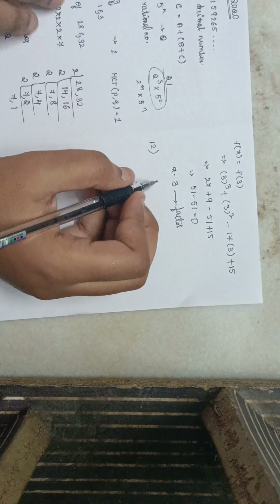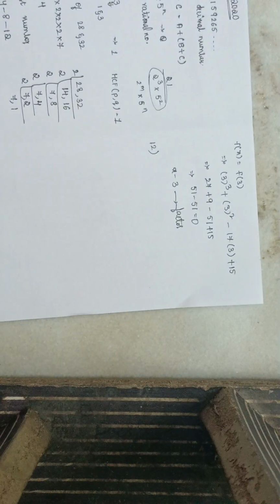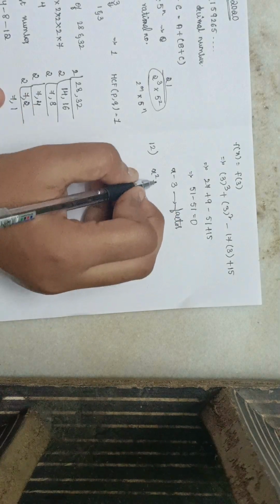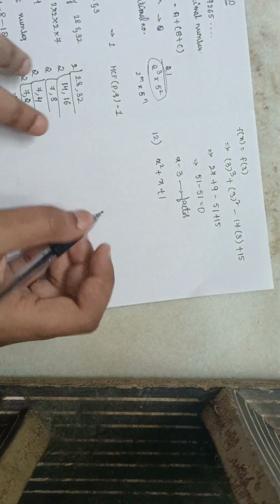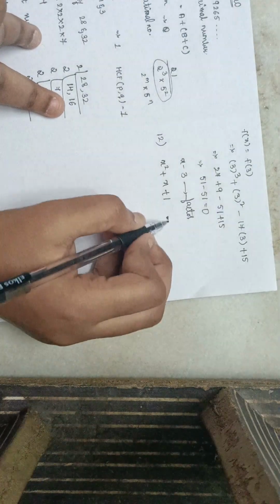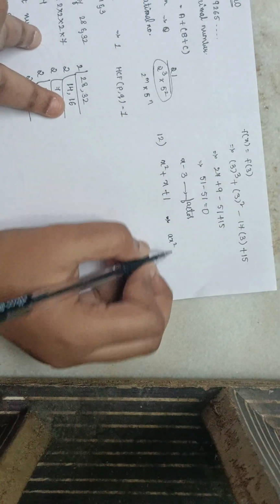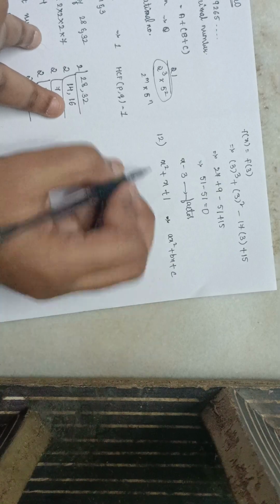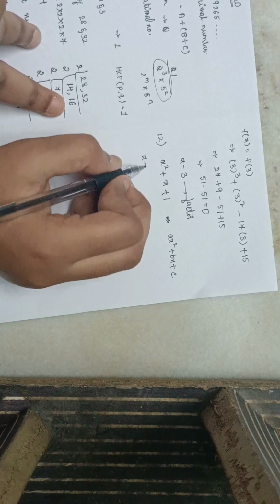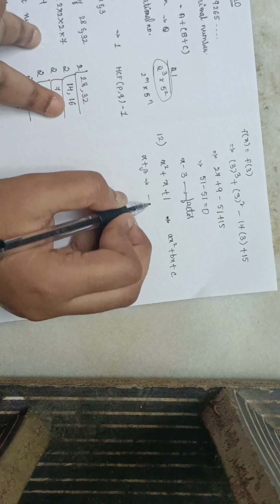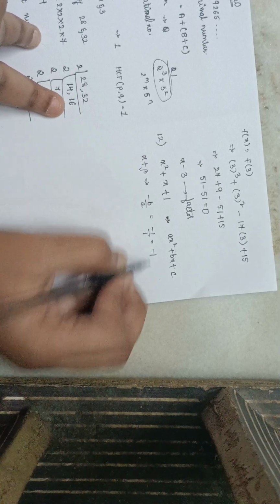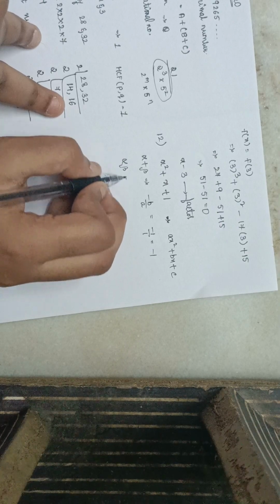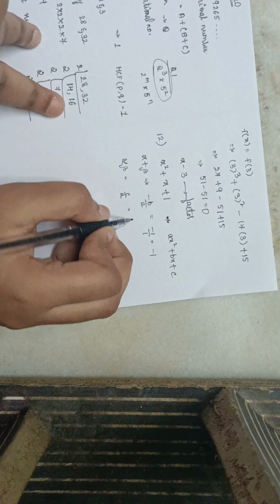12th question. If alpha, beta are the zeros of the quadratic polynomial x square plus x plus 1, then find 1 by alpha plus 1 by beta. From the given polynomial, it is in the form of ax square plus bx plus c. So the sum of zeros, alpha plus beta, is given as minus b by a, that equals minus 1 by 1, that equals minus 1. Alpha into beta equals c by a, that equals 1 by 1.